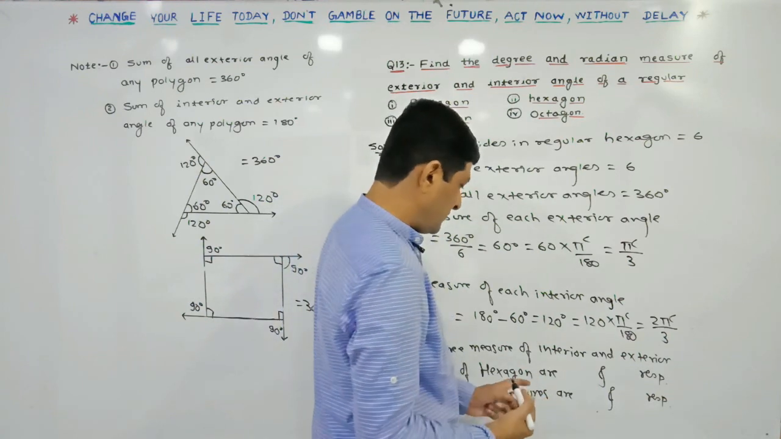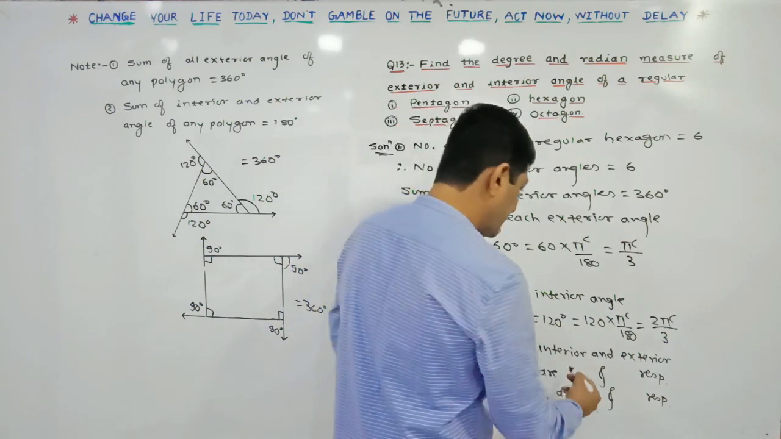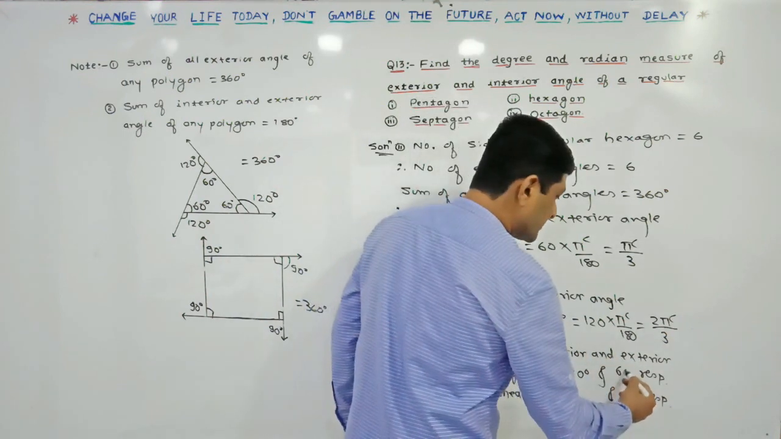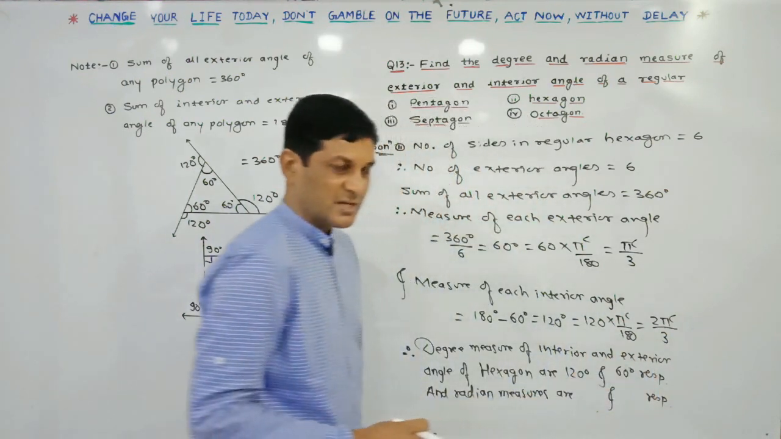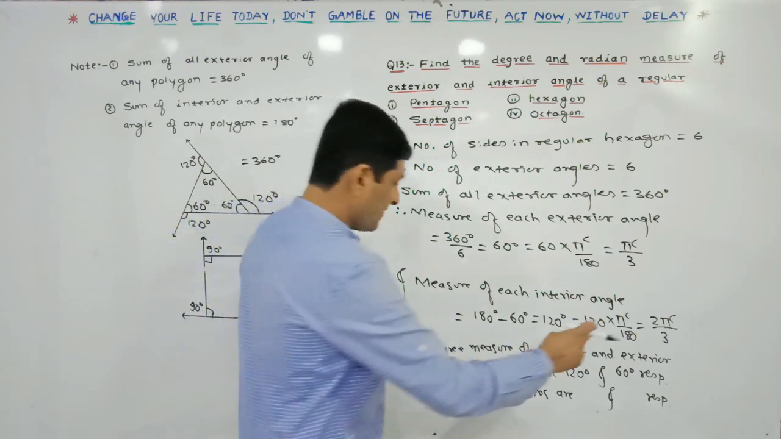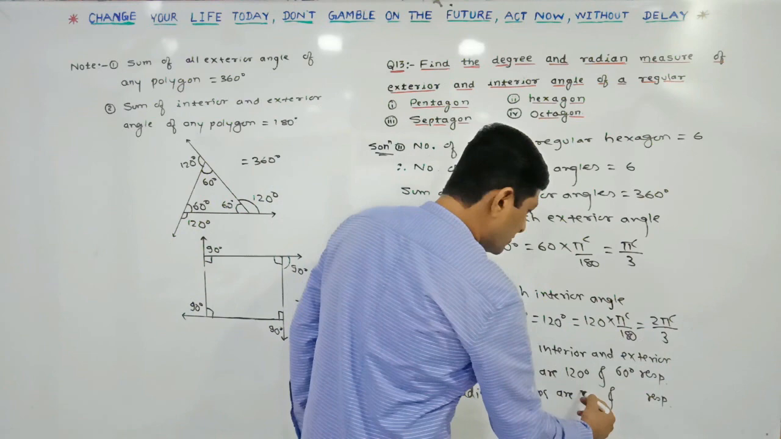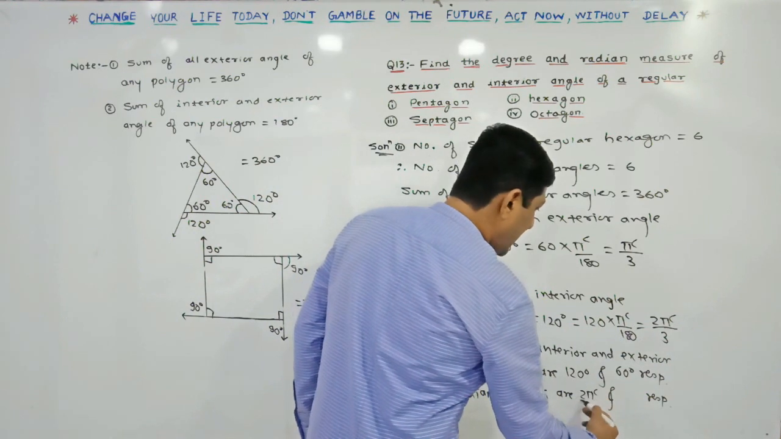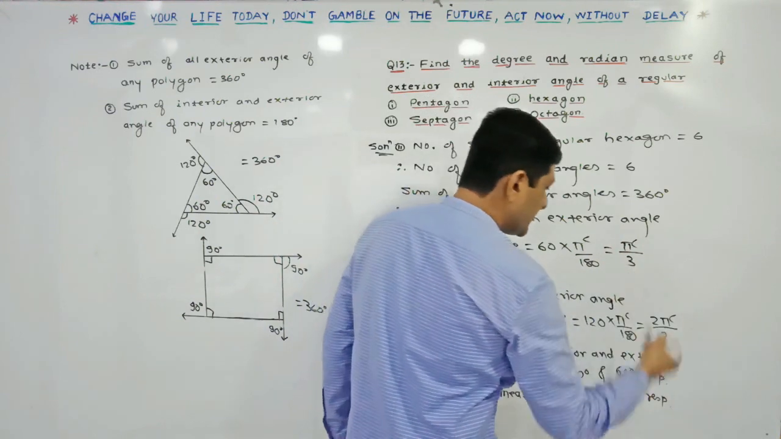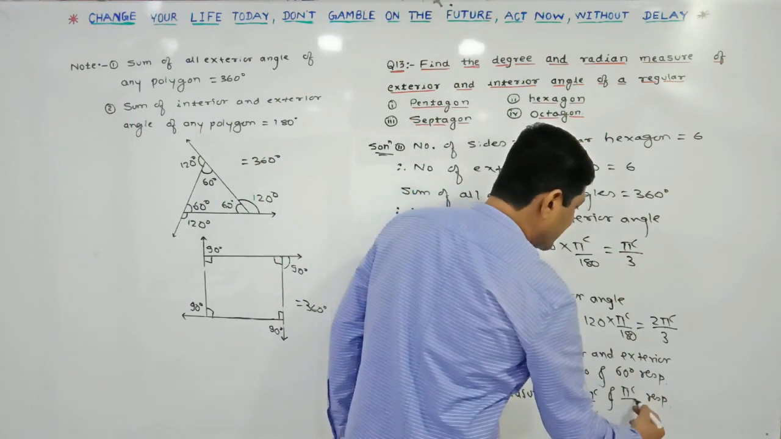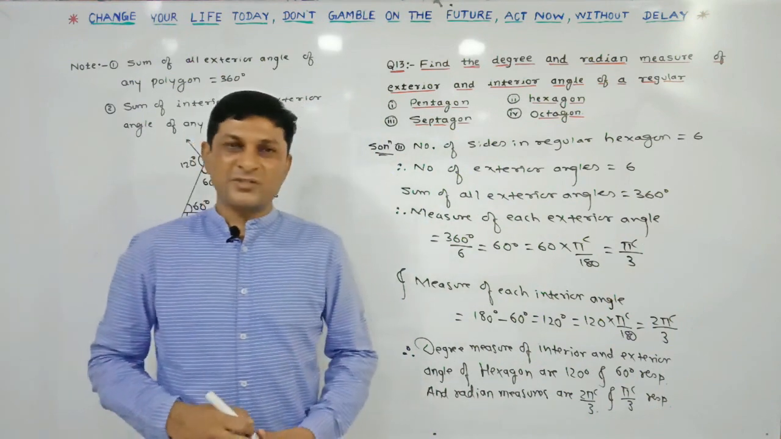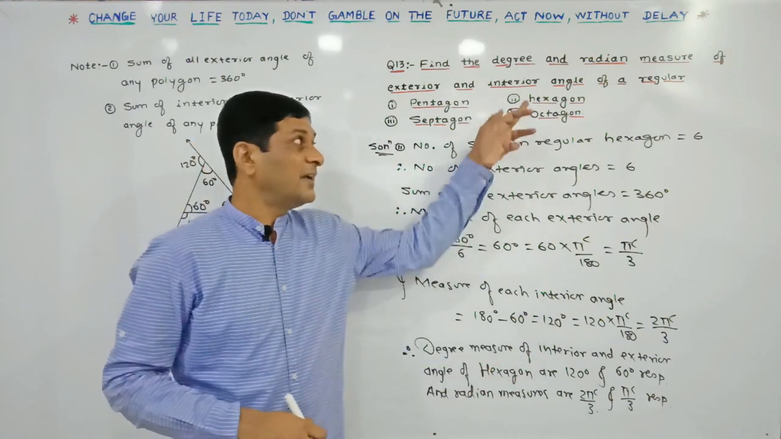So what is the interior angle? It will be equal to 120 degrees and the exterior angle will be equal to 60 degrees. So this is the degree measure. And now write down the radian measures. What is the radian measure of the interior angle? It will be equal to 2 pi radian upon 3, and the radian measure of the exterior angle is pi radian upon 3. In this way we have got the interior and exterior angle of a regular hexagon.